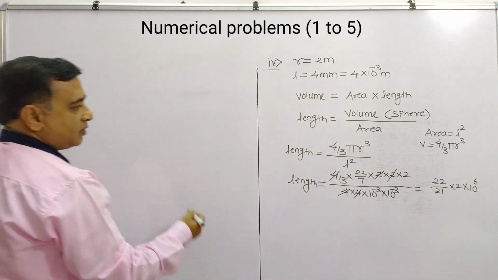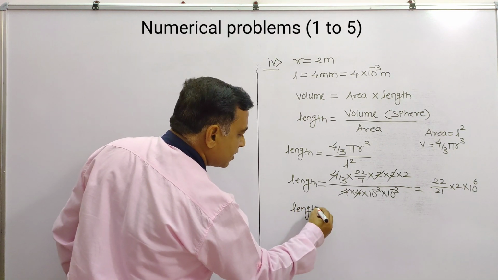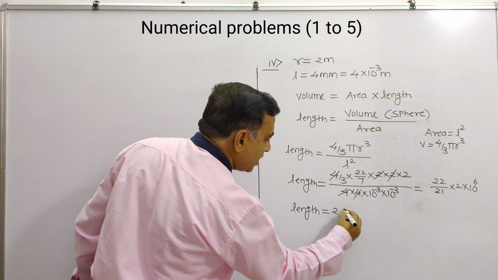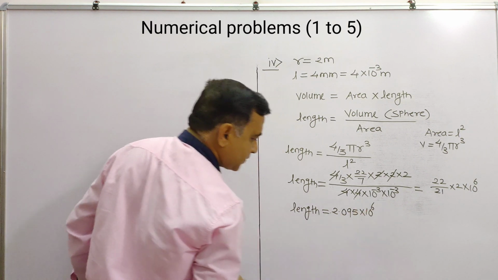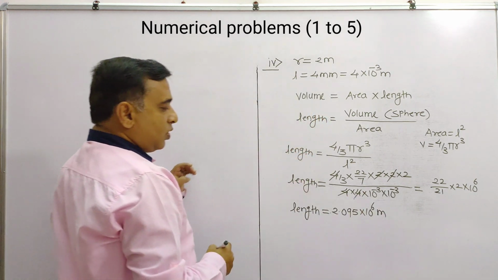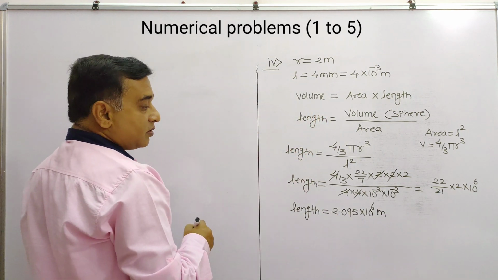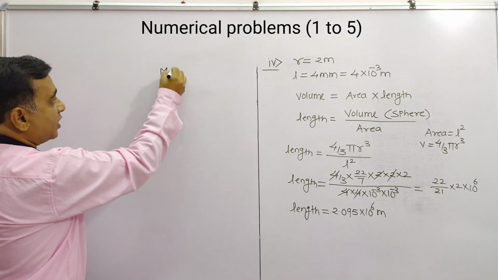So if we solve that, the length comes out to be 2.095 into 10 raised to power 6. It is in meter. So what about the magnitude of this length? Magnitude of length.